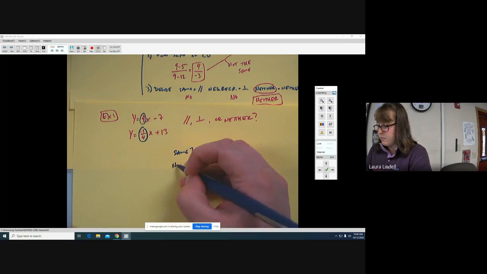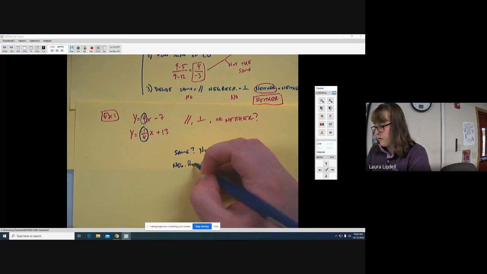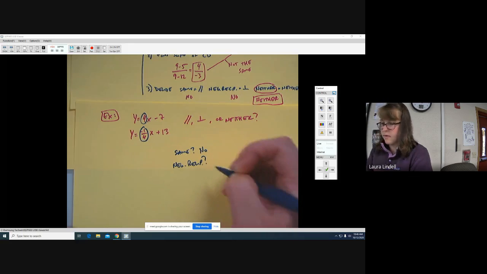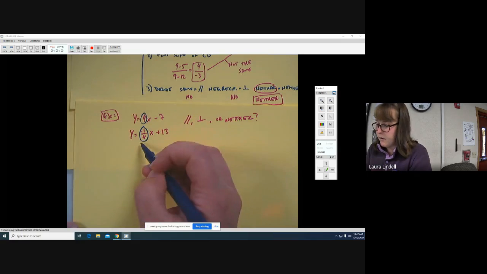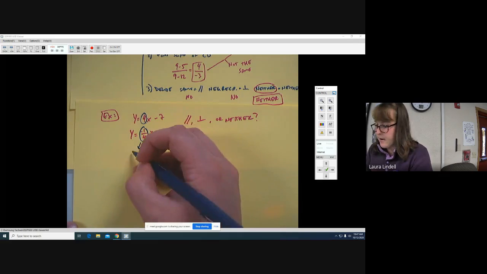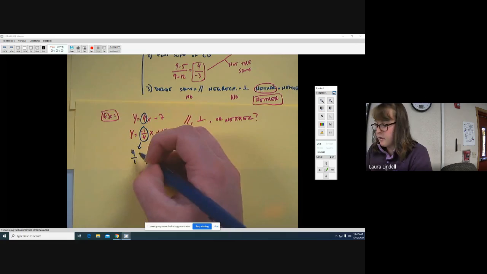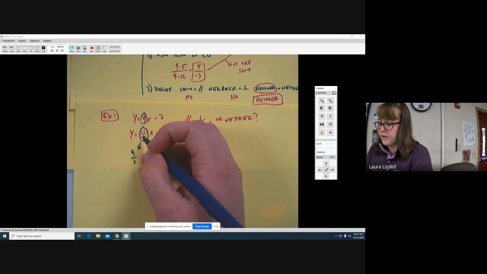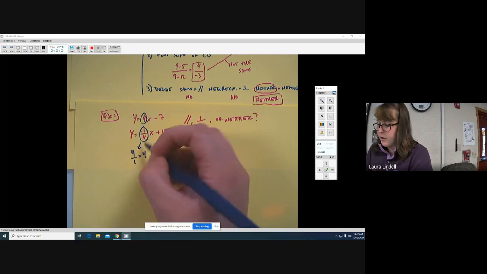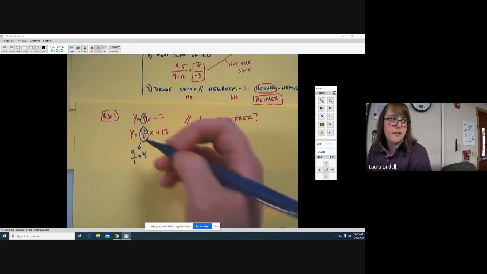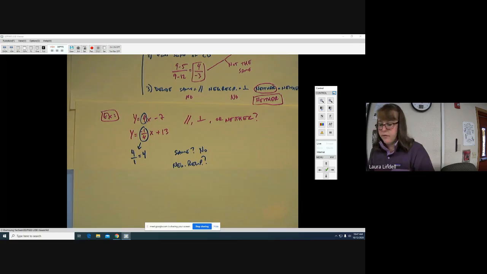Are they negative reciprocals? Christy thinks so. Anyone else think so? Yeah, we can check real quick, but you guys are right. The negative reciprocal of negative 1/4 is to flip the fraction and change the sign. So instead of 1/4, it would become 4/1. Instead of negative, it would become positive. Positive 4/1 is equal to 4, which is the same as the slope of the other line. So yes, those are negative reciprocals.